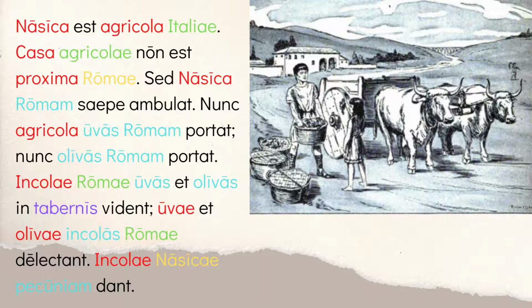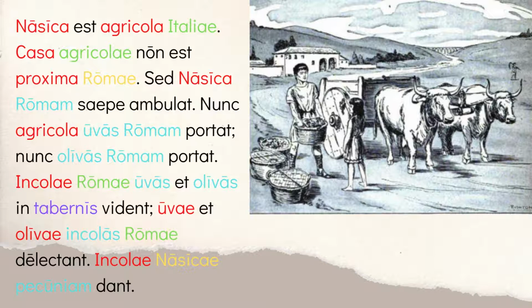Then it continues. You have nunc olivas Romam portat. So now, and again, nunc here means he's doing one thing now, and now, meaning at a different time, he's doing something else. So the second nunc is saying now he's carrying olivas, olives, to Rome, right? Because he's a farmer. So he's got grapes, he's got olives, and he brings them to Rome a lot, okay, to sell them. Makes sense.